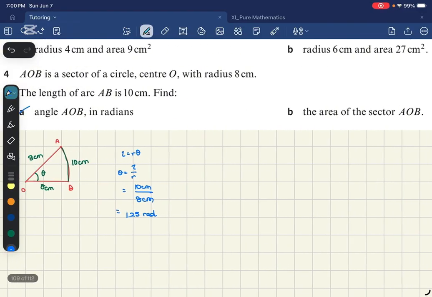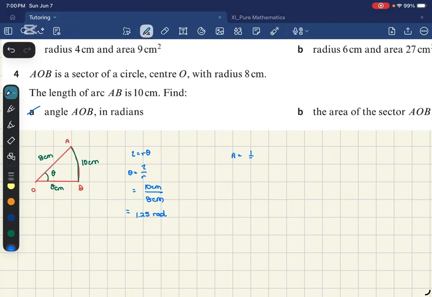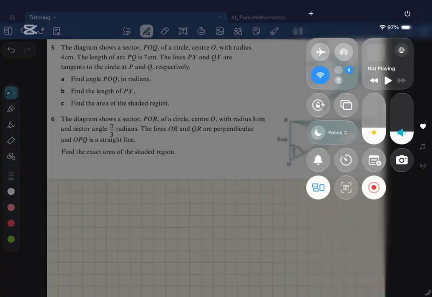All right, and what is the area of the sector? Well, area of the sector is just half times theta times r squared. So I can just substitute half times theta, which I just calculated to be 1.25 radians, and r squared is just 8 squared. Sorry, 8 squared is 64. So it's going to be 40 centimeters squared. 0.5 times 1.25 times 64, so you get 40. Sorry, I did 8 squared is equal to 16 on my calculator. I'm so sorry.